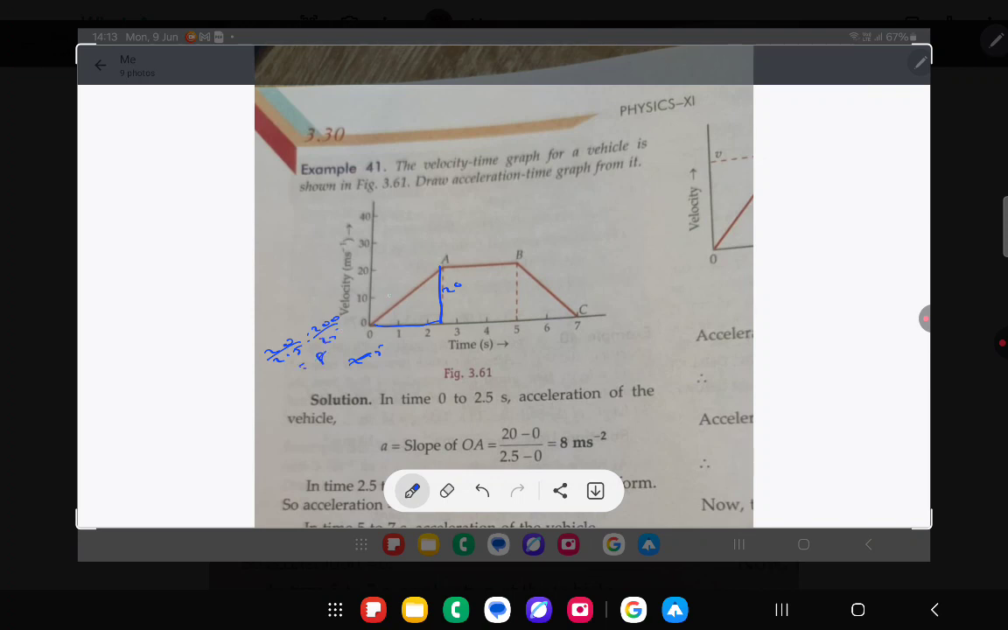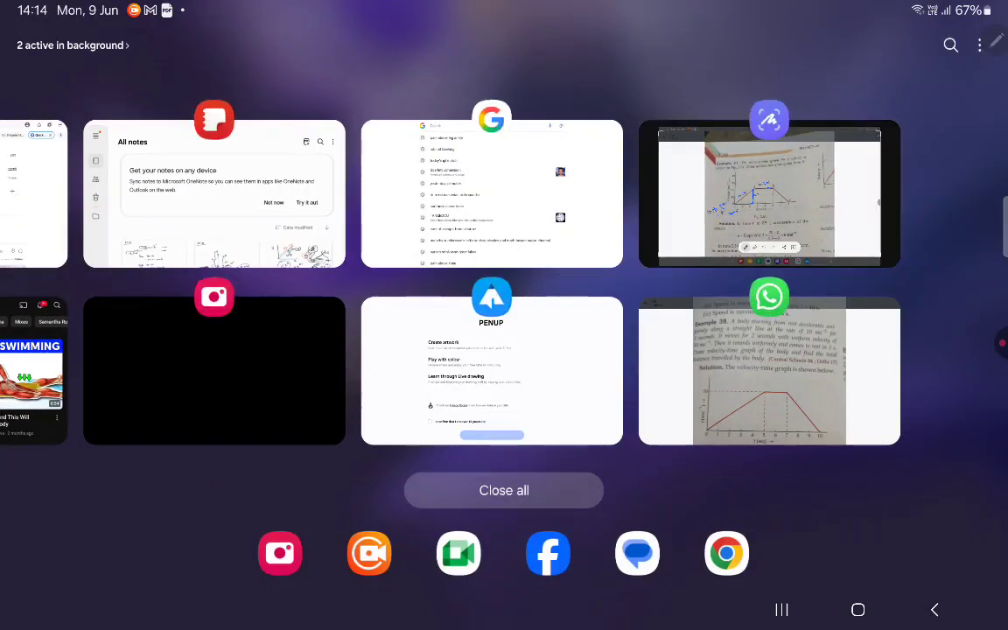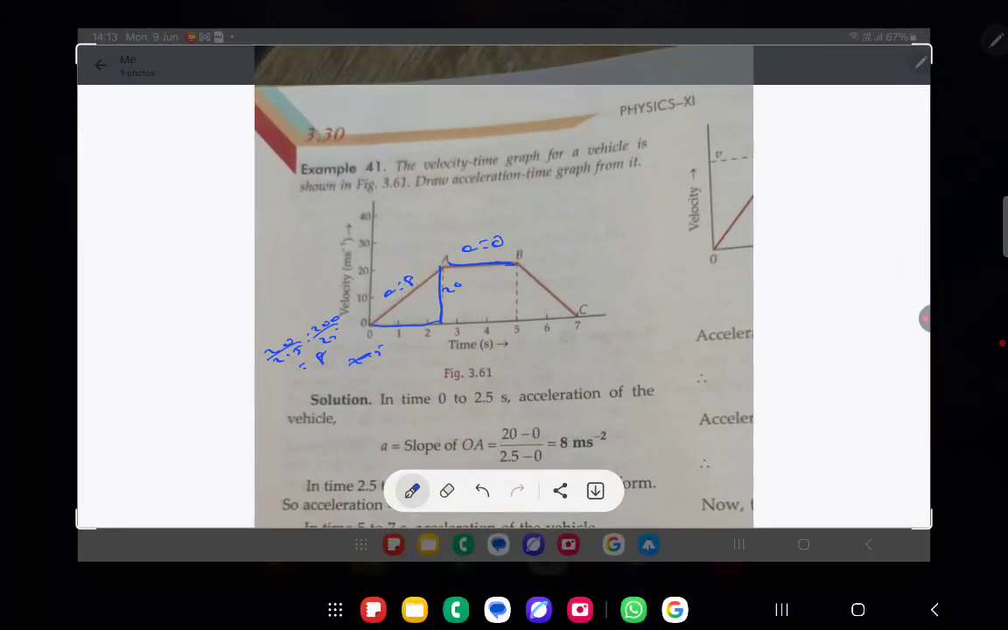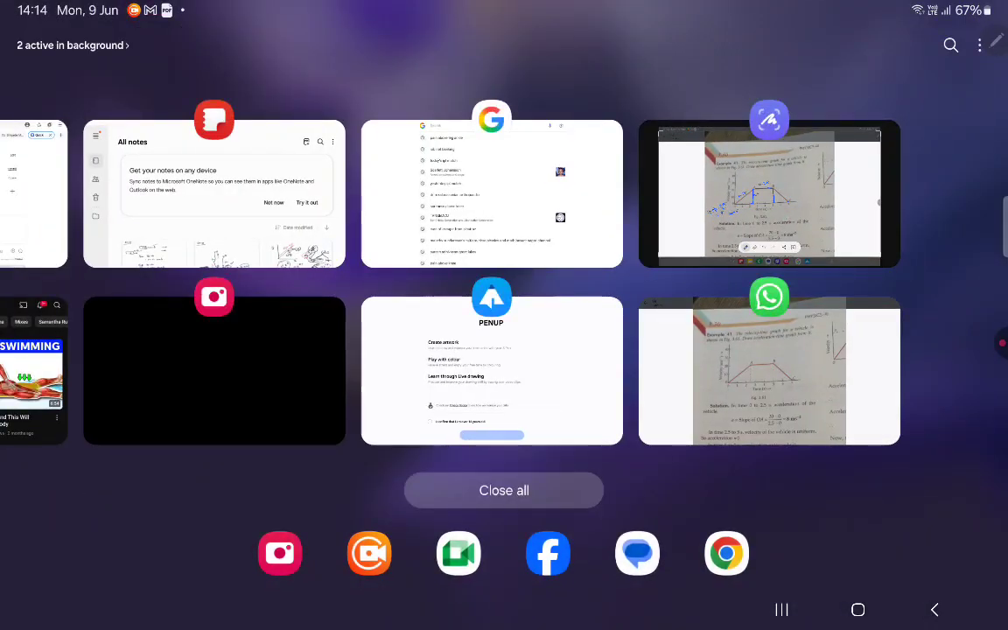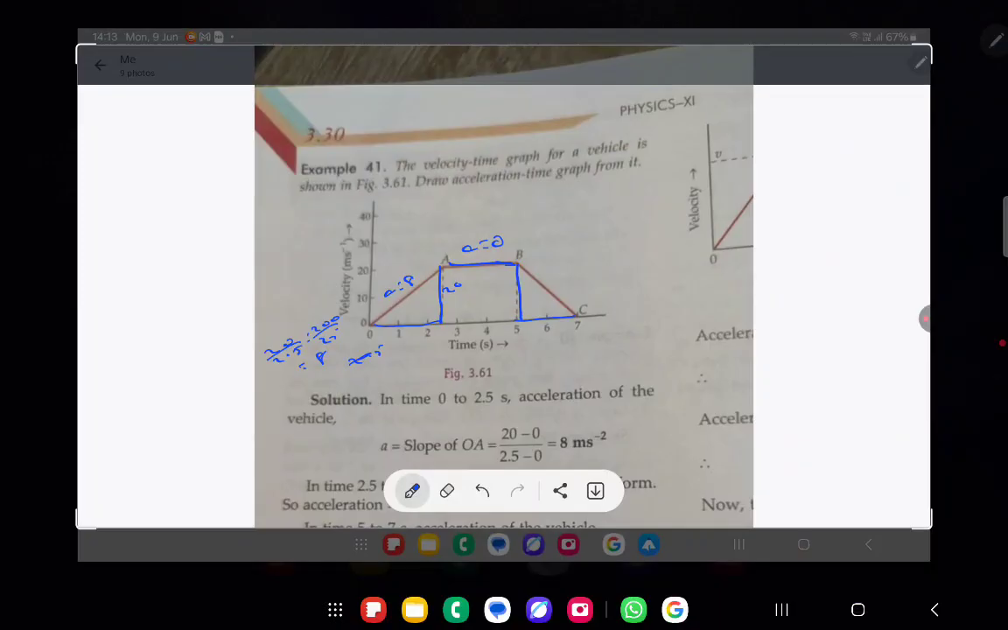So therefore this acceleration is 8, constant acceleration, but here there is no change in velocity, so acceleration is 0, and here the acceleration is negative acceleration, which is again opposite by adjacent. Opposite is again 20, adjacent is 2, so it is 10. It's minus 10 meter per second square because it's decelerating. So then therefore you can write the graph, and acceleration can be positive and negative. So this is minus 10 and another is plus 8, this constant acceleration.